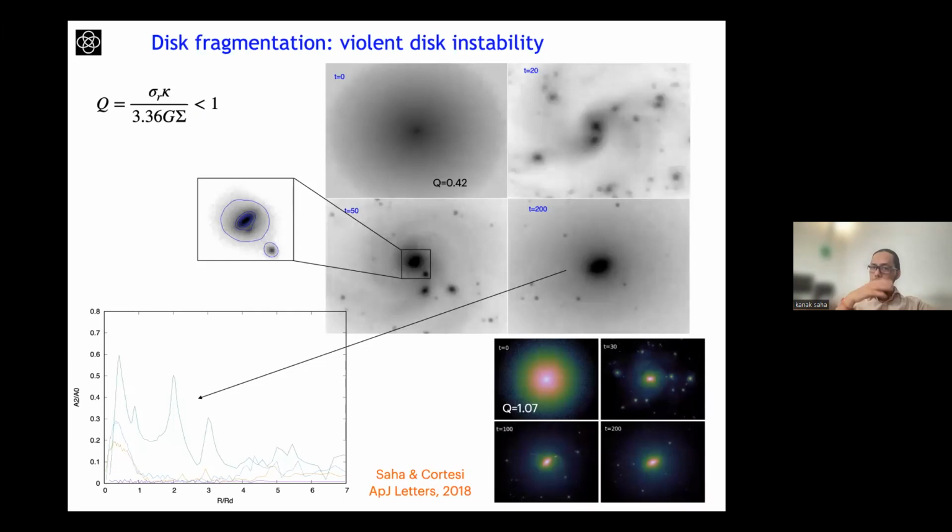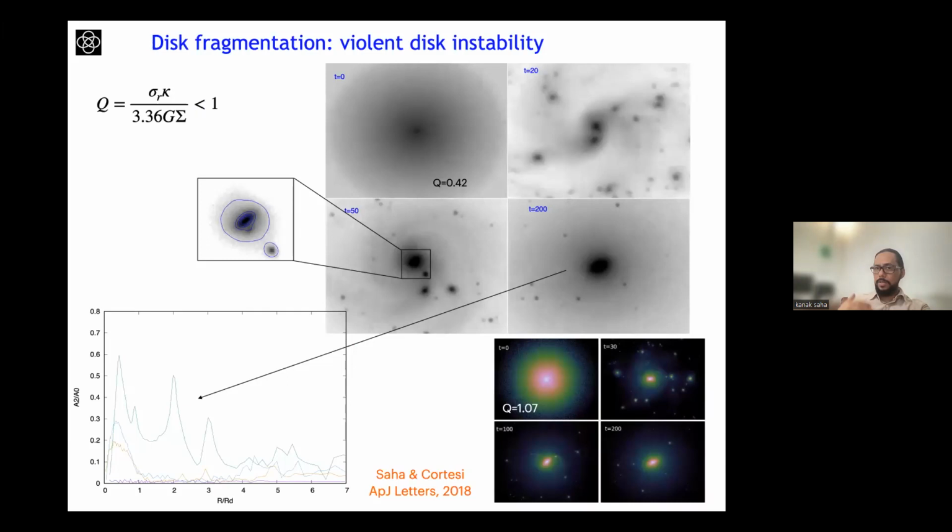You can see that at t equals zero, the upper panel is a smooth disk, with t equals 20 on the right side. In the lower left panel, you can see that there seems to be a bar at the center, a sort of growth. You can see the Fourier harmonics; there are three curves here. The first one is at t equals 20, which is probing the clumpy structure. Then at t equals 50, you see A2/A0 is a little higher than 0.2, and at t equals 200, which is a few gigayears here, the bar strength decreases.